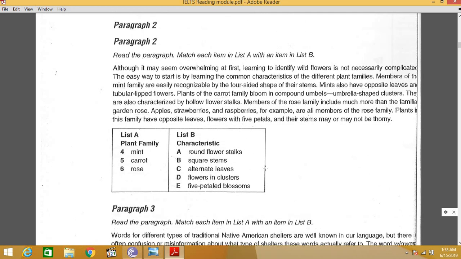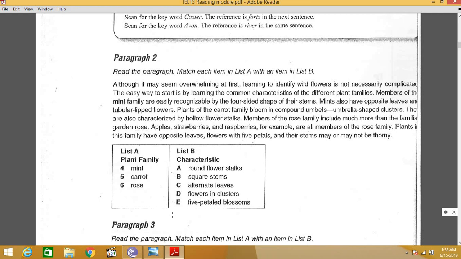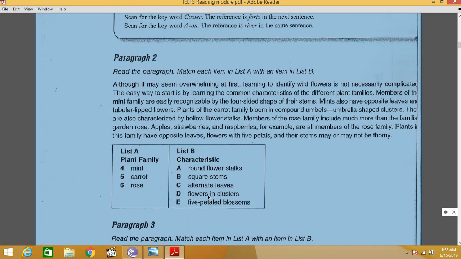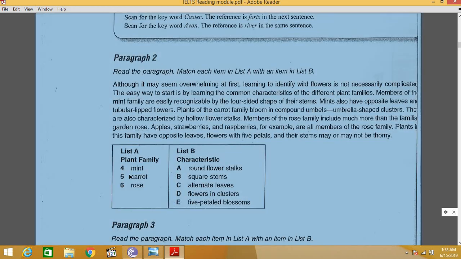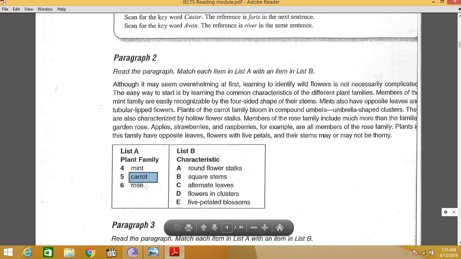We will find another one here. Okay, look at this. Read the paragraph and match item in list A with the item in list B. In list A you find plant family, and the other one is characteristics of them. As we now identify, I don't try to read the paragraph. I first of all pay attention to these words, carrot, rose, because there are no alternative words for them. I mean, there are no synonyms, so we can easily scan for them.